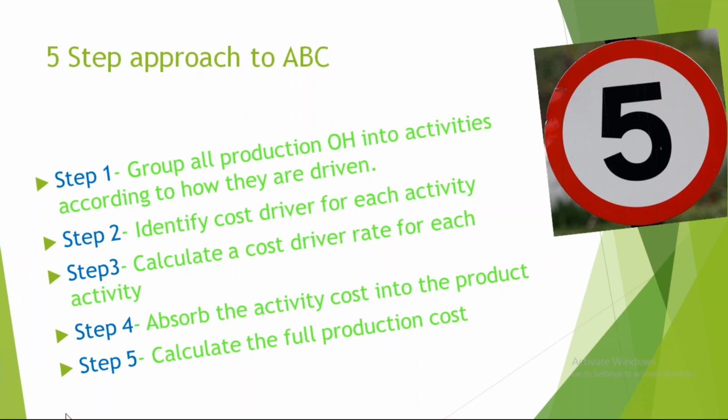Now I want you to be careful. Sometimes the examiner might ask you only to apportion to find out the overhead portion. But sometimes the examiner might ask you to calculate the full production cost. In that case, you must remember step 4 is not good enough. You have to go beyond step 4 and add the direct costs, direct materials and direct labor, then only will we get the full production cost.